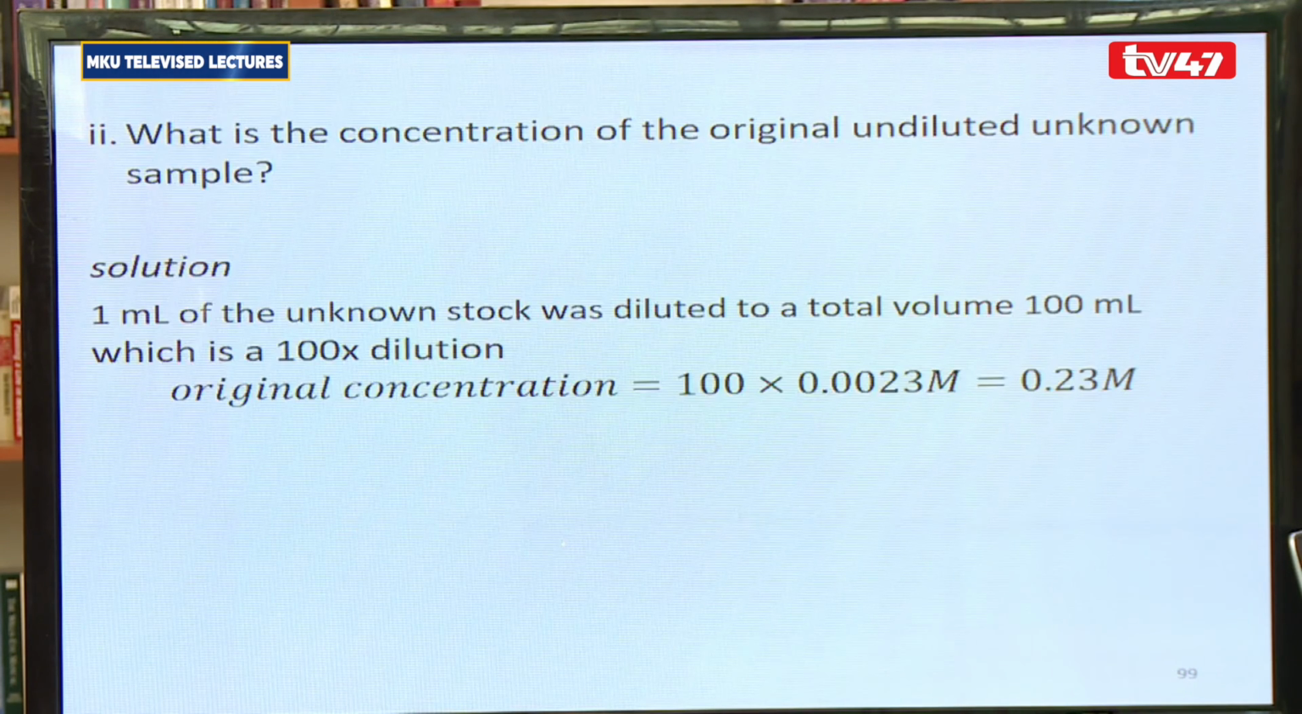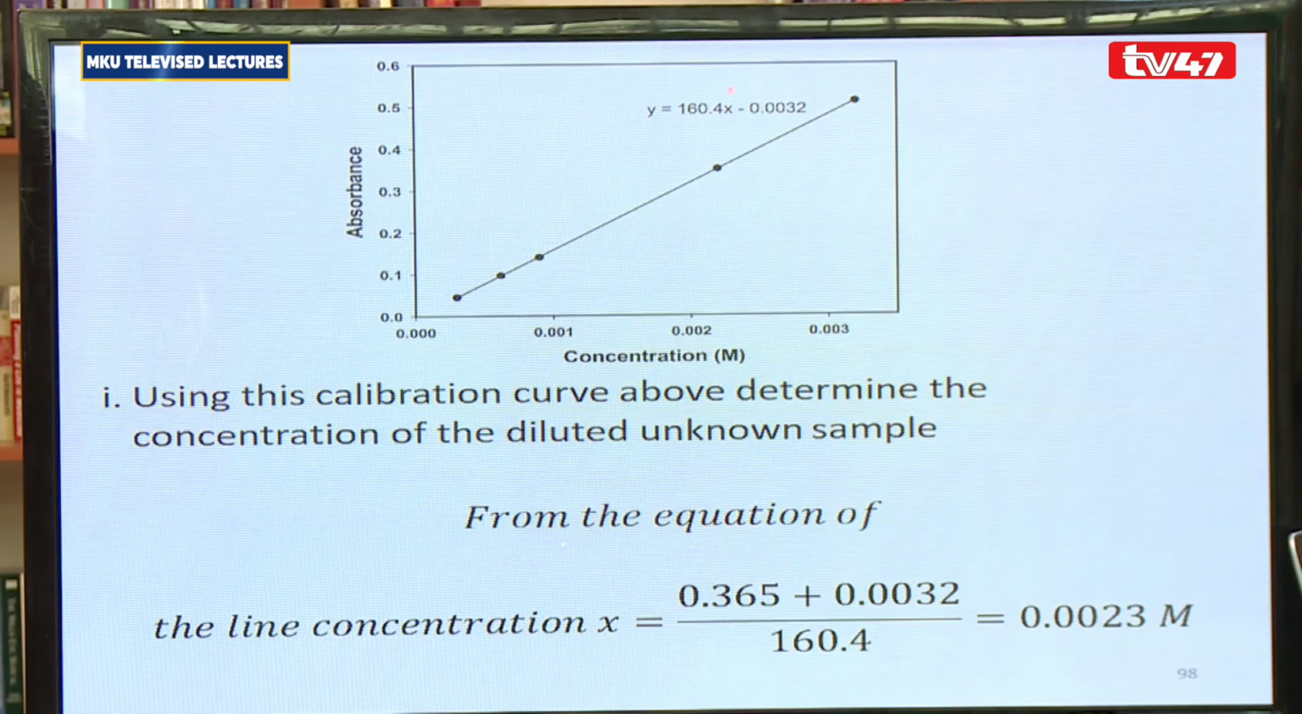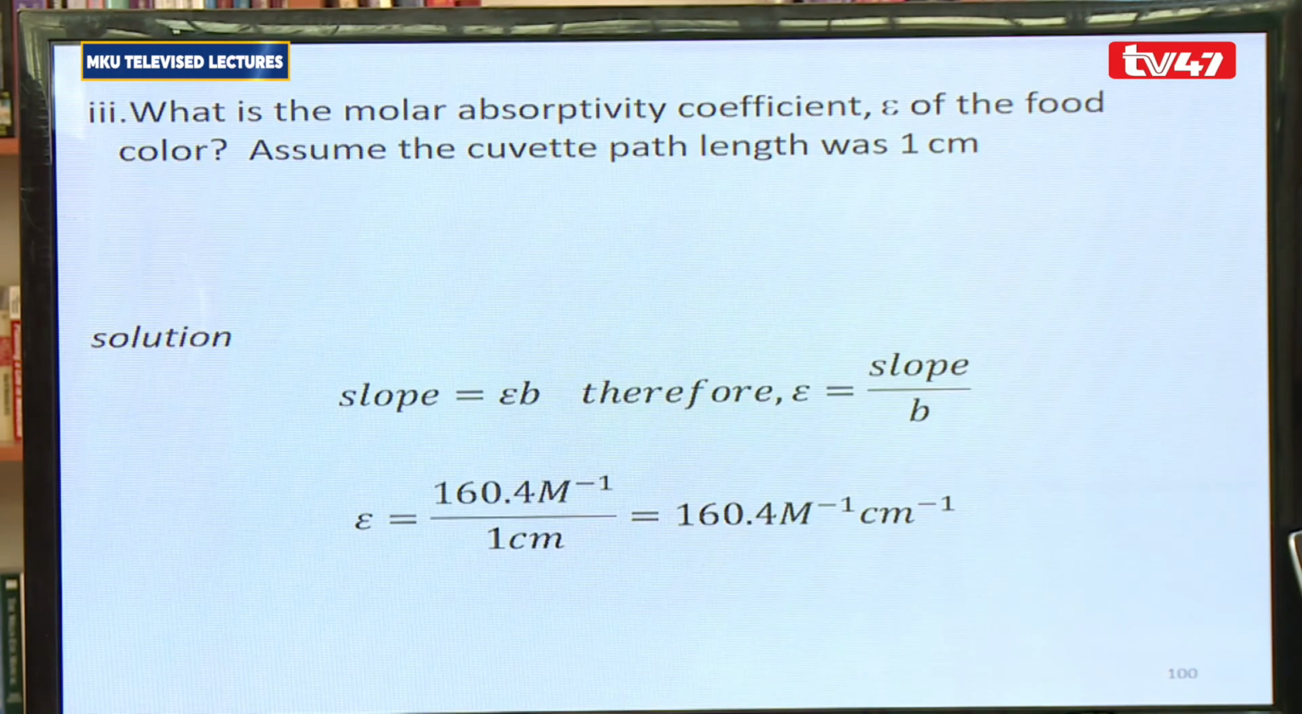And this is important because when you get the equation of the line, it is not giving you the units. But because we know the gradient or the slope is determined by the change in y, unitless, over the change in x, which has units of molarity, the slope is going to have the units of per molar. Then we divide this by the value of b, and in this case, b is 1 centimeter. You divide that and you get 160.4 per molar per centimeter.